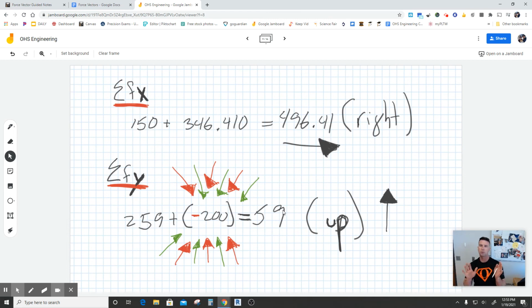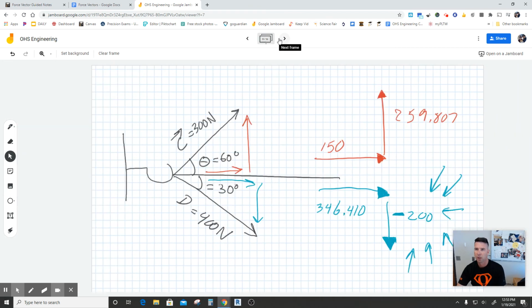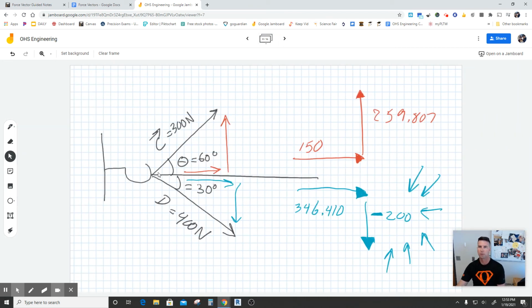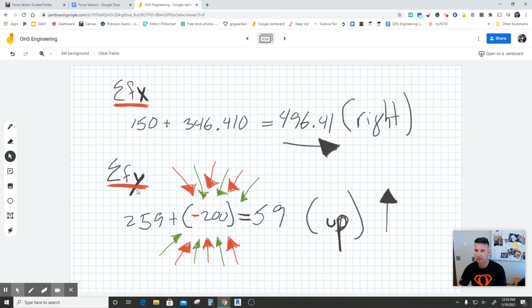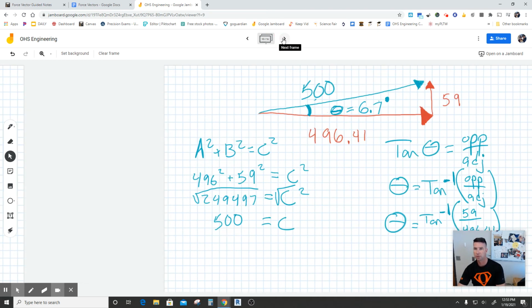The whole point of this hook problem, let me back up, and I probably should have said that a little earlier. The whole point is we're trying to find what is the resulting force and what is the resulting angle of these two separate vectors. So the vector at 300, the vector at 400, 60 degrees, 30 degrees, what is the resulting force and the resulting angle? And we're just about there. So we added our x's and our y's to get 496 and 59. We know this is right and this is up, and that leads us to draw this next picture.